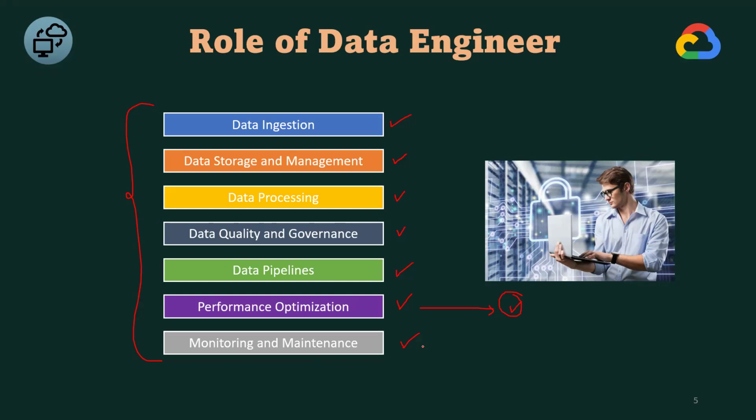So this is what the data engineer does every day, guys. One data engineer may work on data ingestion. Someone works on data storage and management. Someone works on data processing. Someone works on data quality and governance. Someone creates data pipelines. Someone works on performance optimization, monitoring and maintenance. So this is what data engineering is, and these are the roles of a data engineer.